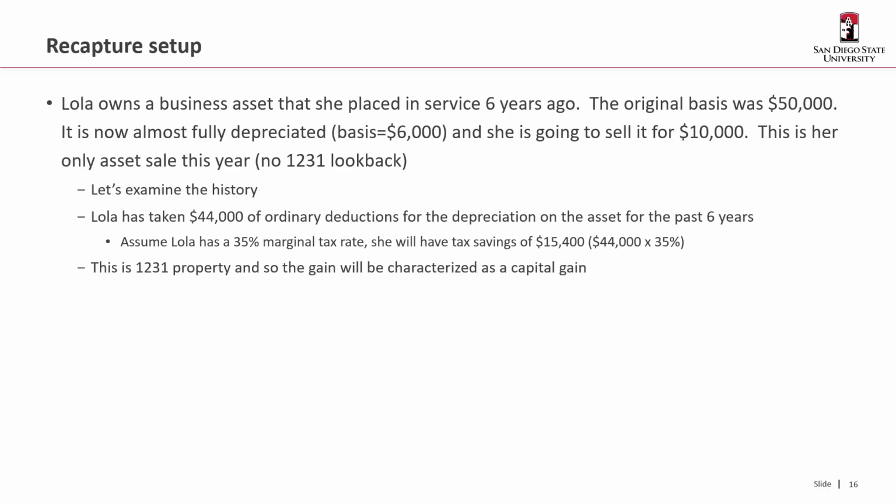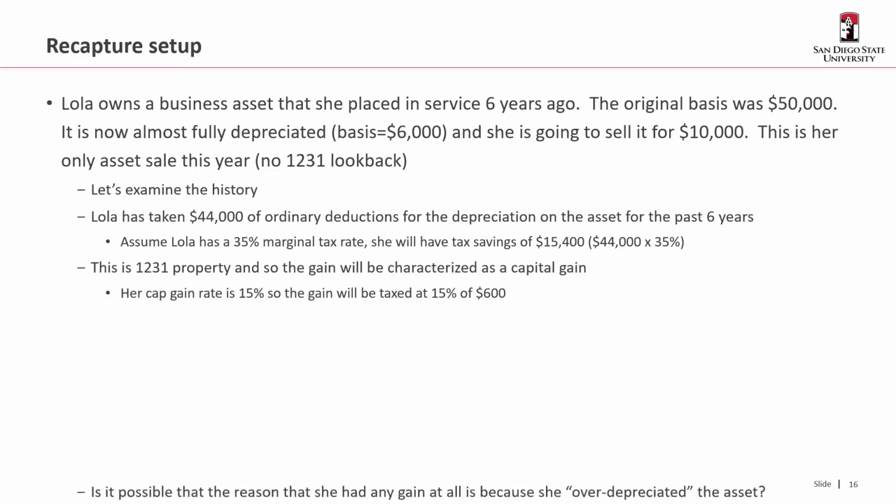But this is 1231 property, right? It's an asset used in a trade or business held for more than a year. So any gain under 1231 would be recharacterized as a capital gain. The cap gain rate is 15%. So she's only going to pay tax of 15% or $600.